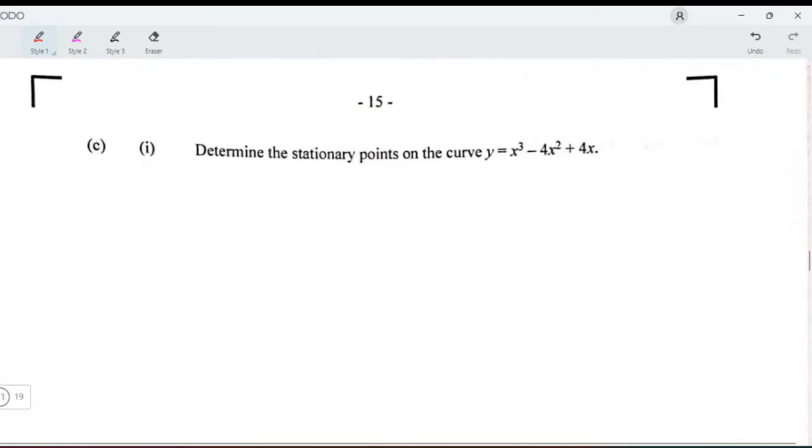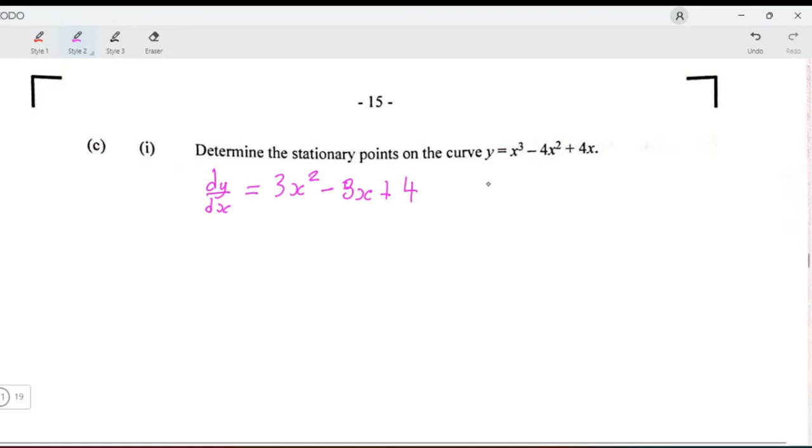Now this says we need to determine the nature of the stationary points. To determine the nature of the stationary points, dy by dx gives us the stationary points. So dy by dx is equal to, we differentiate x cubed, we get 3x squared. Minus, we differentiate 4x squared, we get 8x. And we differentiate 4x, we get plus 4.